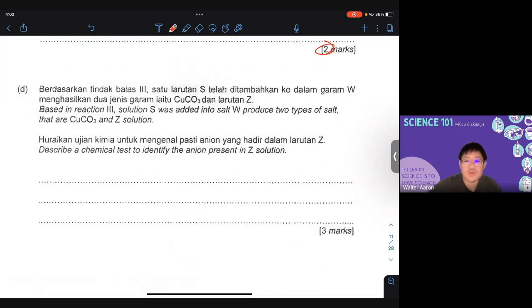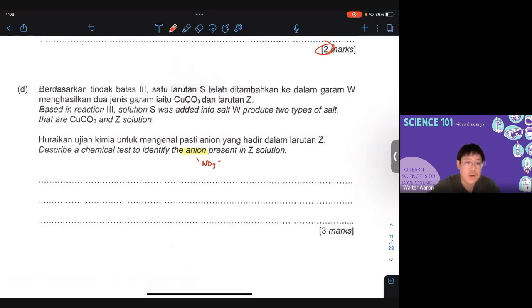All right, so let's go on to D. For D, based on reaction 3, solution S was added into salt W to produce 2 types of salt. They are CuCO3 and Z solution. Describe a chemical test to identify the anion present in Z solution. So they are asking you to identify the anion. In this case, this is supposed to be the nitrate ion, because you get either sodium nitrate or potassium nitrate, depending on what you use. So I think it's very simple over here.